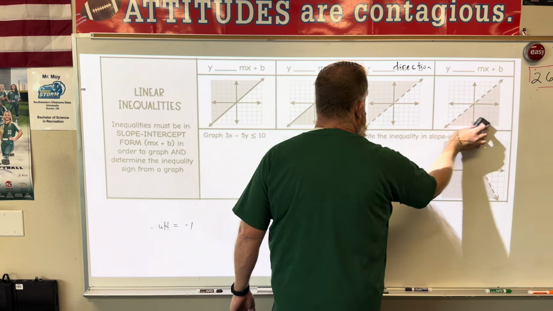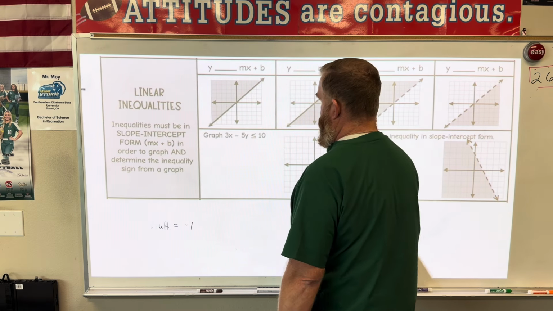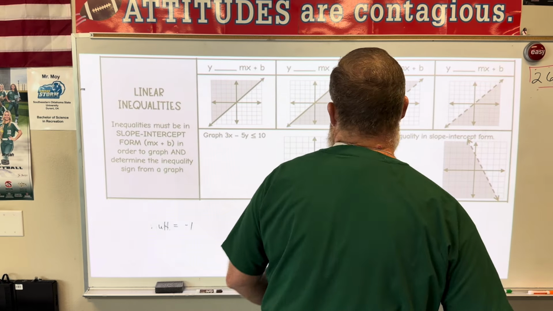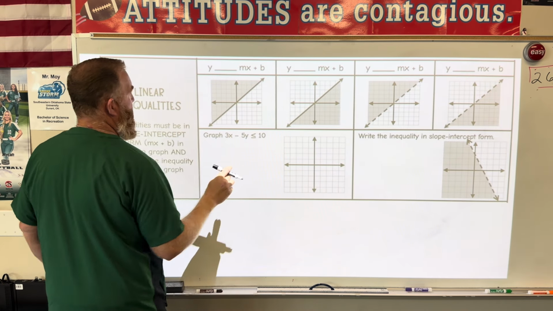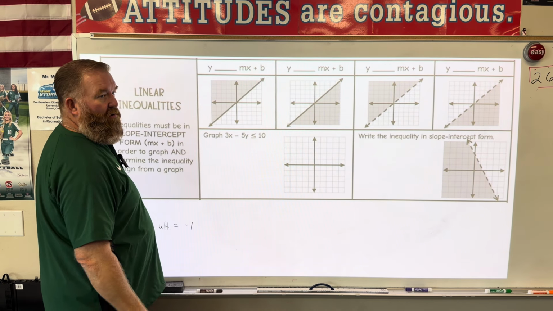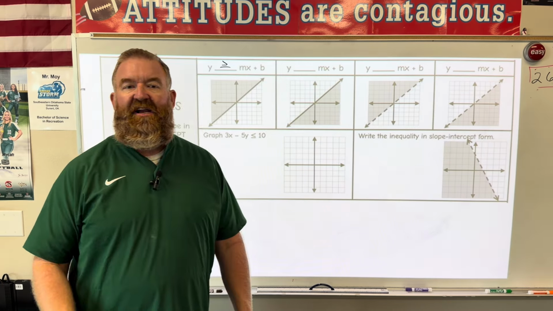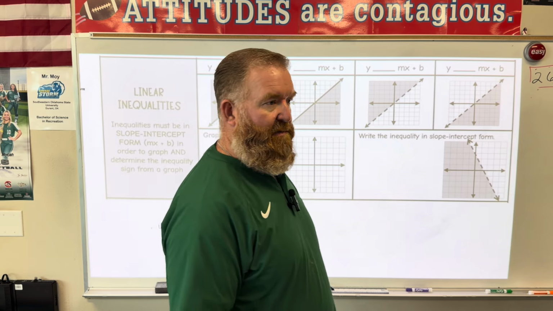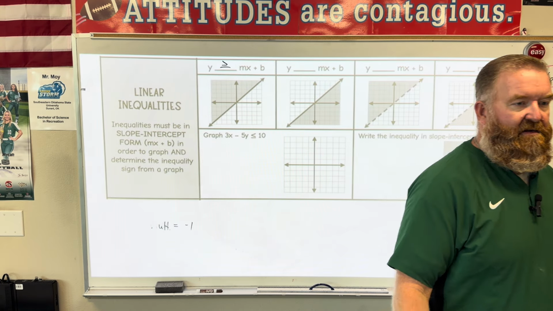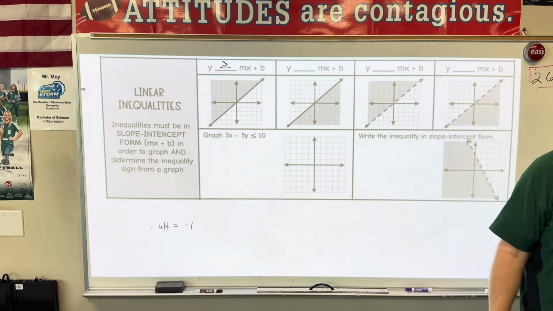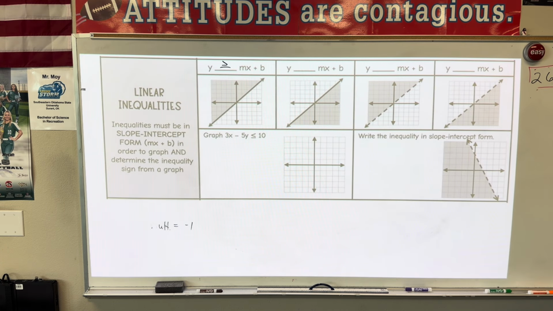What do you notice about the lines? They're solid or they're what? Solid or dashed. Here we go. This one, is it solid or dashed? Is it shaded above or below? So it's going to be greater than or equal to. It's shaded above the line and it's solid. Remember? Okay. This one is solid and shaded below. What would that one be? Less than or equal to, if it's a solid line.